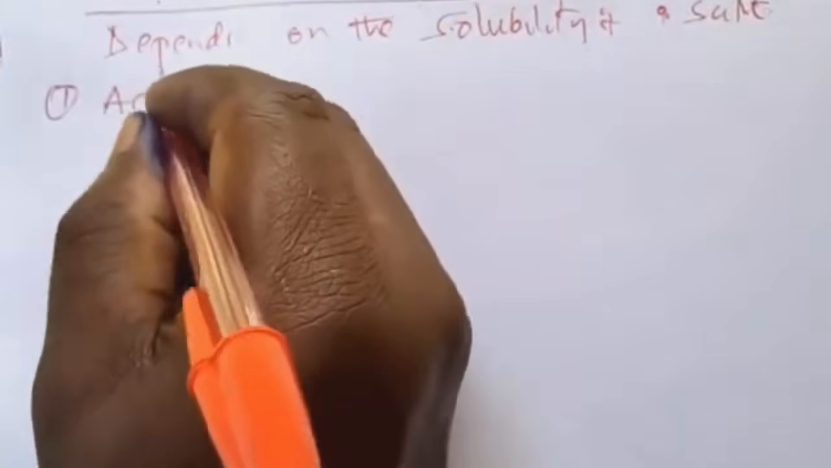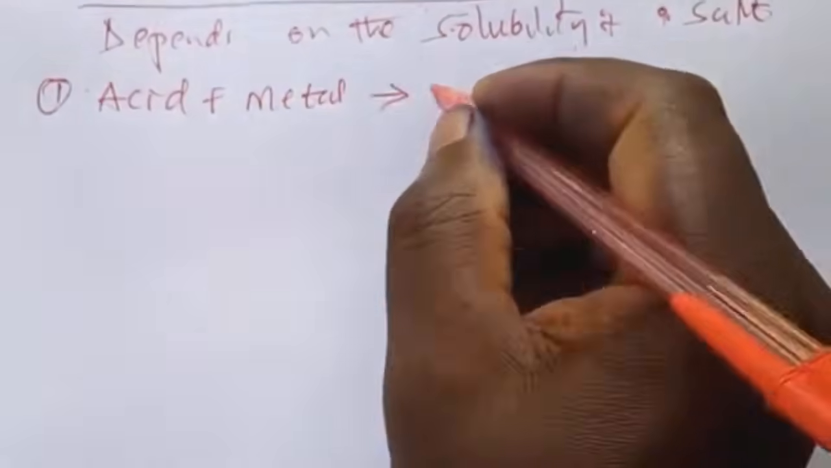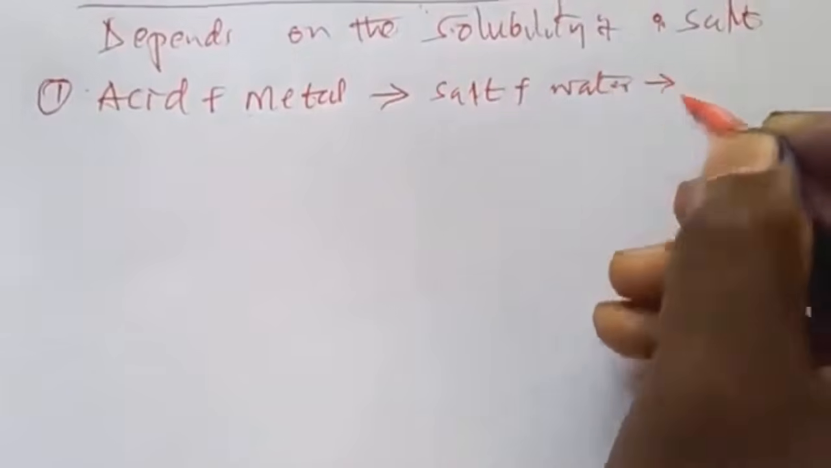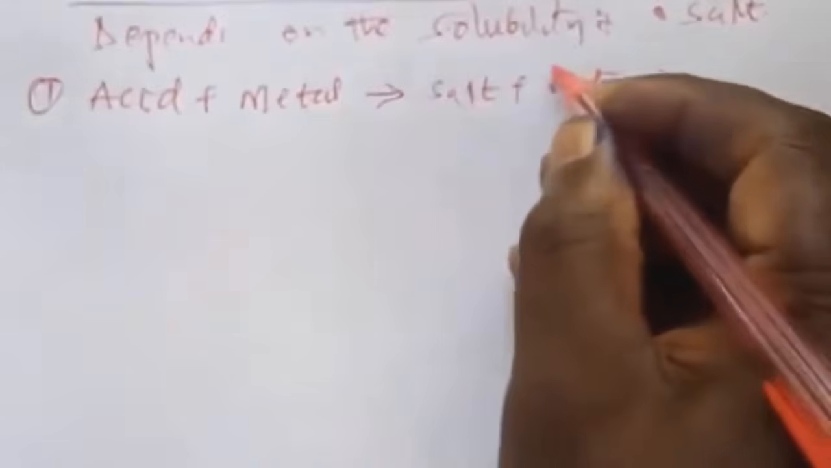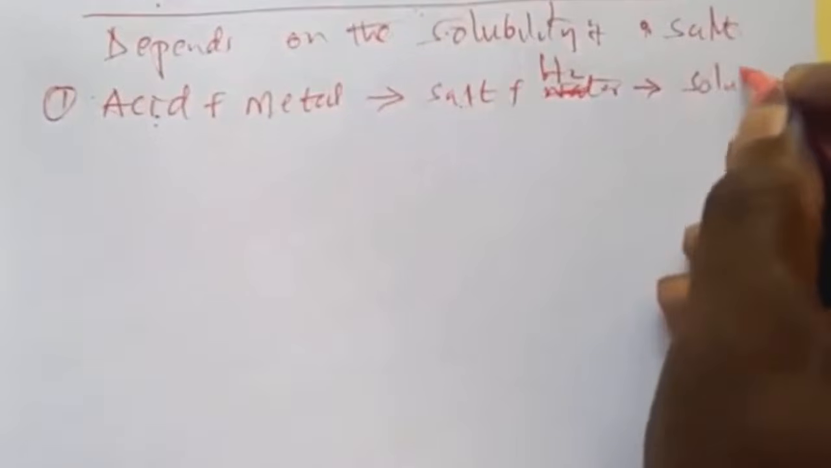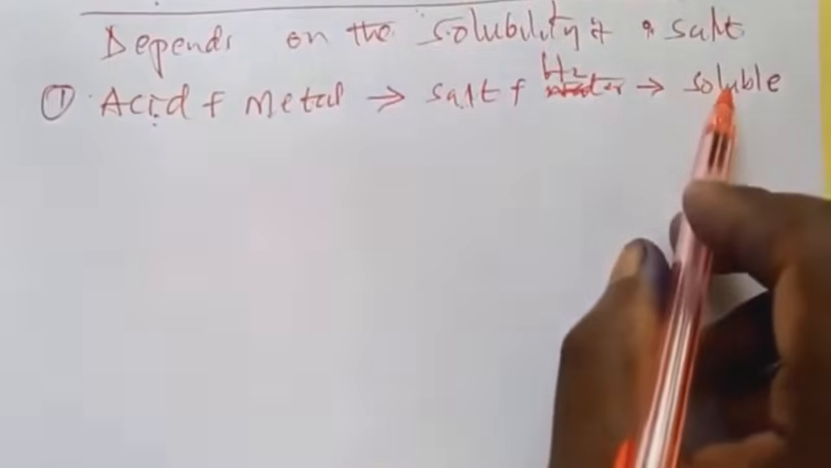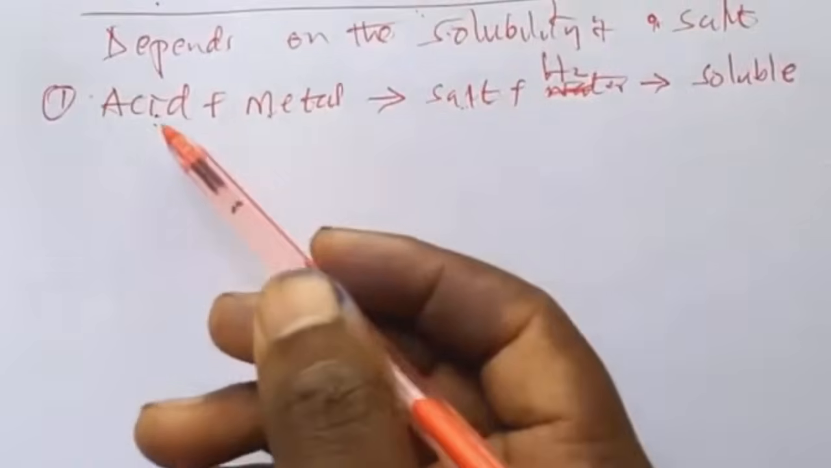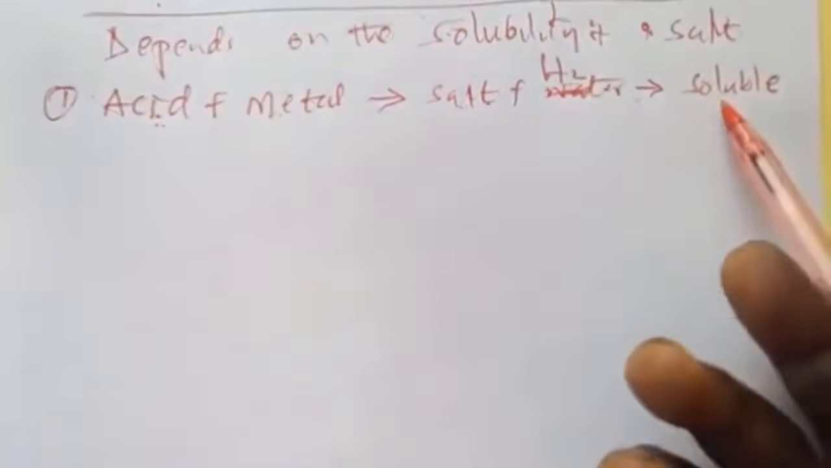We have acid plus metal, which will give us salt plus hydrogen gas. So this one is used to prepare soluble salts. If a salt is soluble, then this method can prepare it. I can prepare magnesium chloride. I can prepare zinc chloride here directly because those are soluble salts.